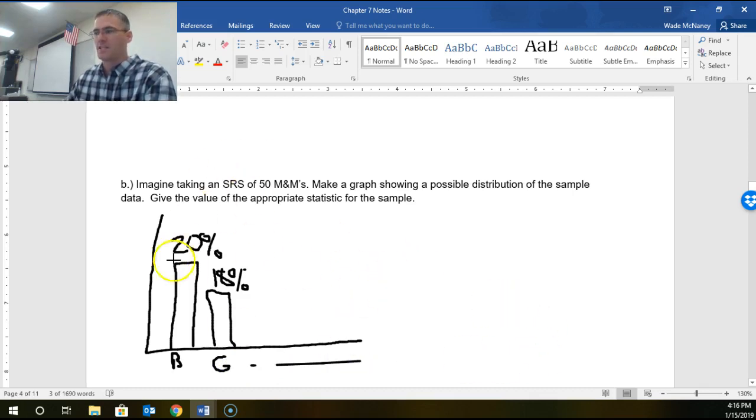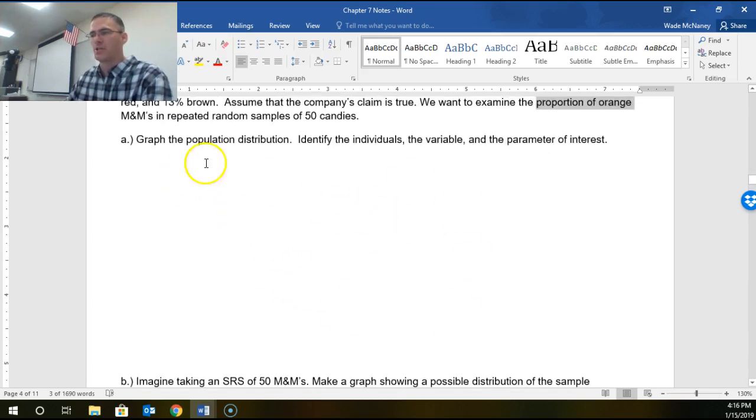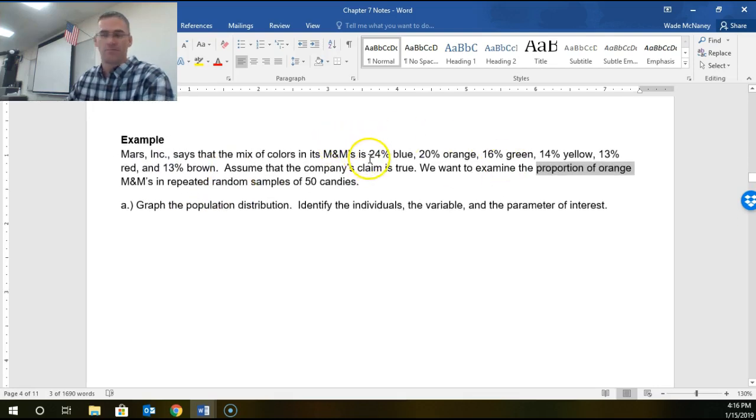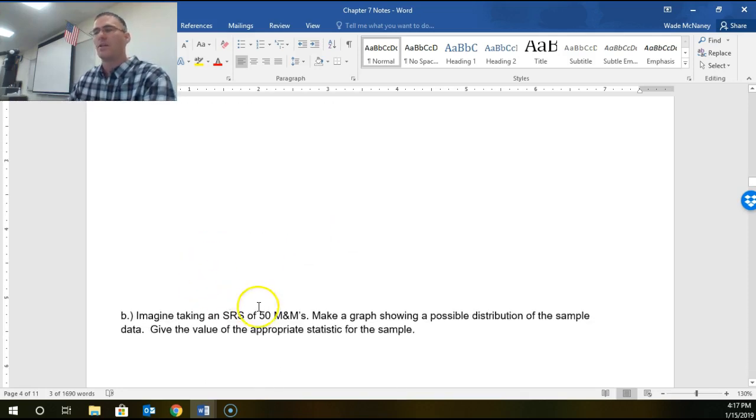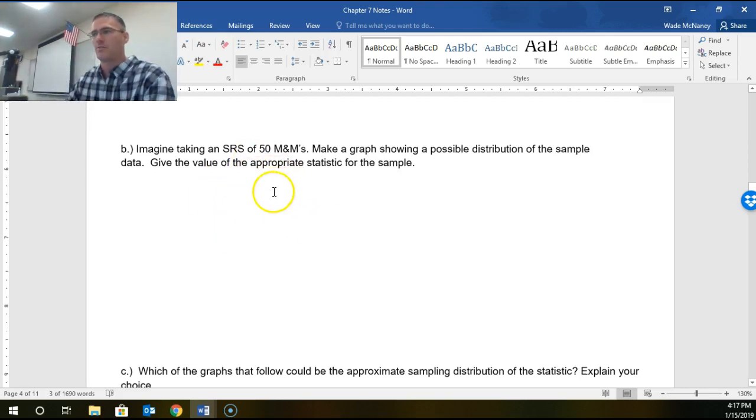Okay, so this is a sample distribution. The sample distribution should look very similar to your population distribution up here. Now, will it be exactly the same values? No, because you're going to get sampling variability. So you're not going to get exactly 24%, 20% orange, 16% green in your sample that you actually do. You're going to have some variability to it, but that is a sample distribution.